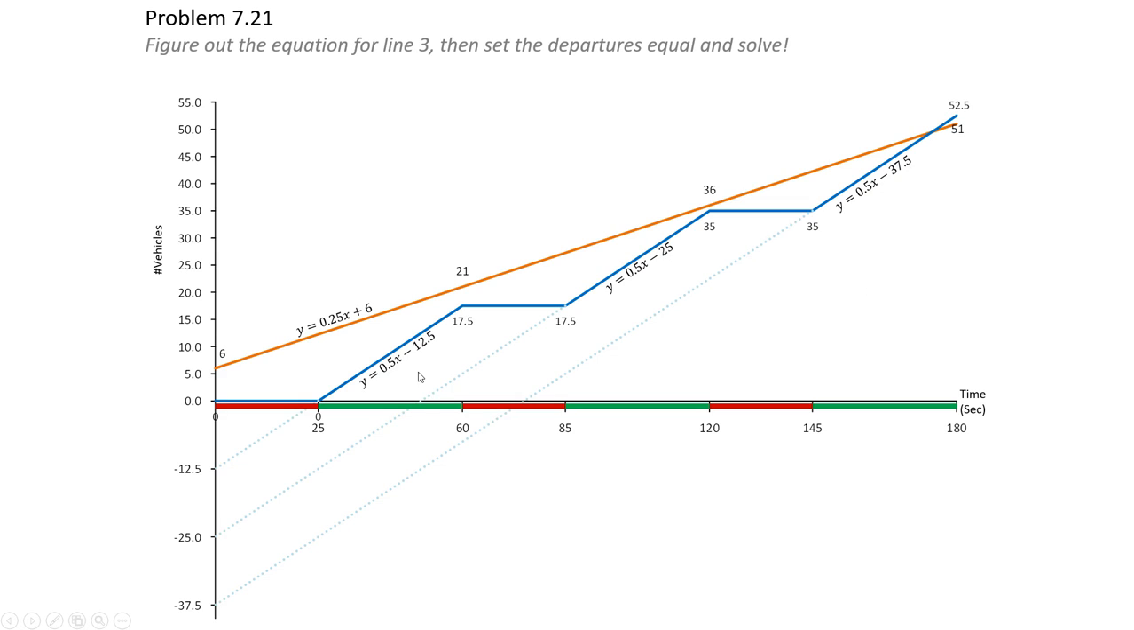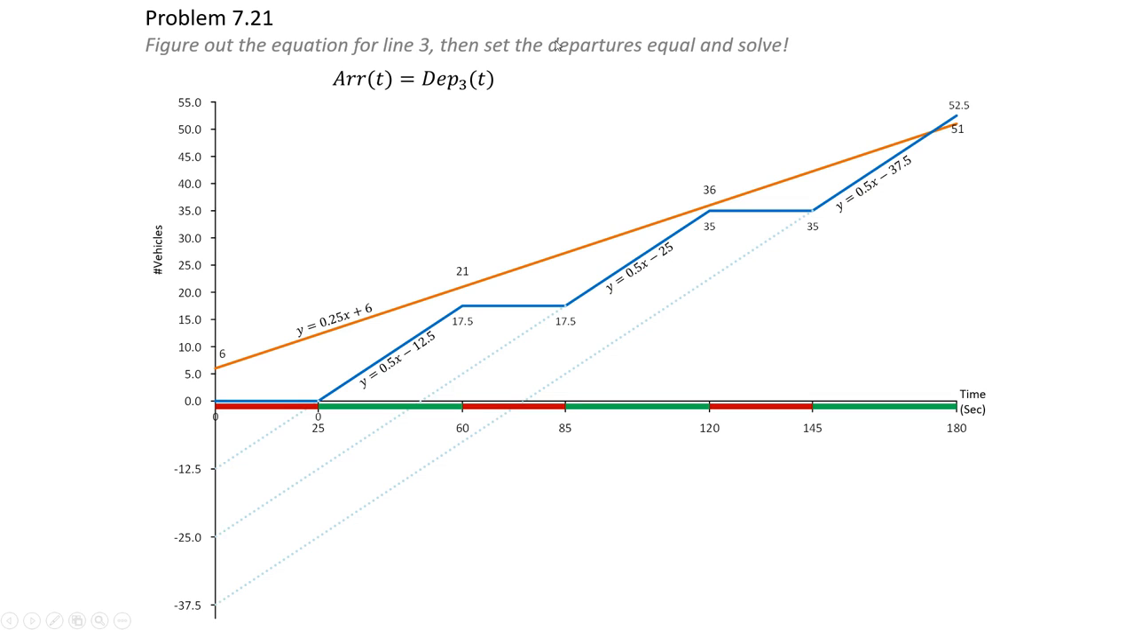So now we've got this equation for the arrivals, and we've got this equation for the departures. They do cross, and so you can solve those. You can set them equal, right? So at some number of vehicles, these two are going to be equal, or at some x, the two y's are going to be equal, and we can calculate that.